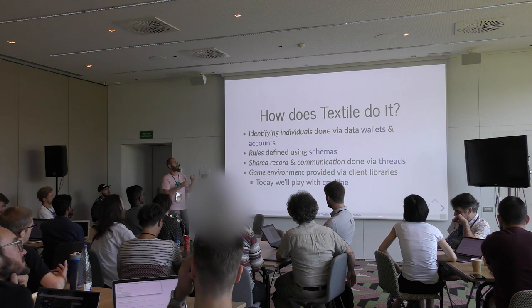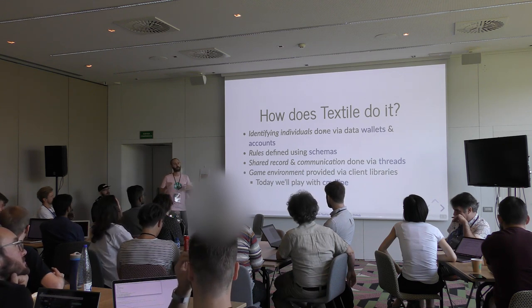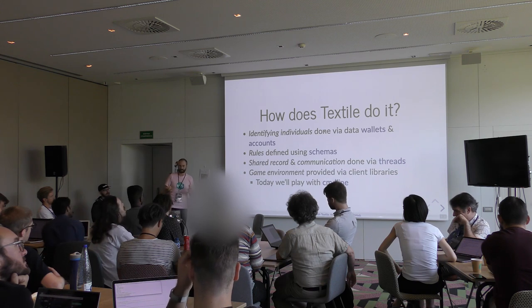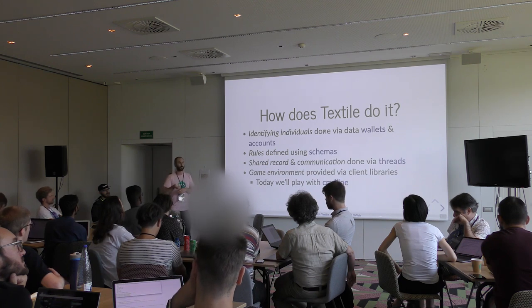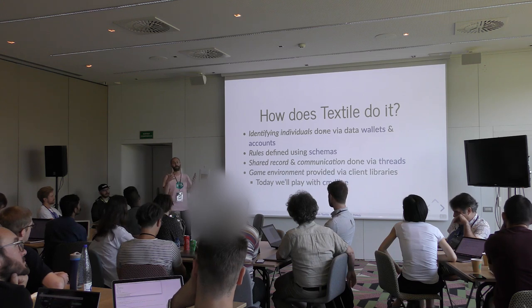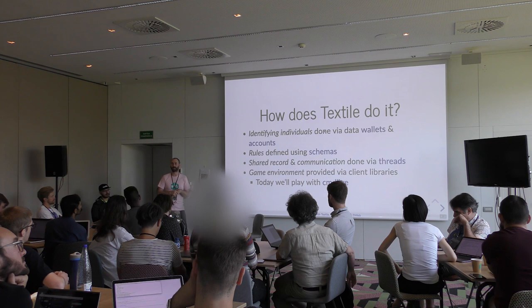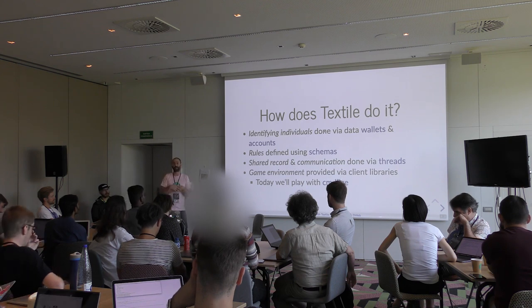And then a shared record or state and communication are done via what we call threads. Threads are essentially just distributed database tables. So your Textile wallet would be like a single database in that conceptual framework, and then each thread would be a table within that database. And you can have a bunch of different threads, one per app, or multiple threads per app. They're very lightweight, and we'll talk about the actual structure of a thread in a little bit.